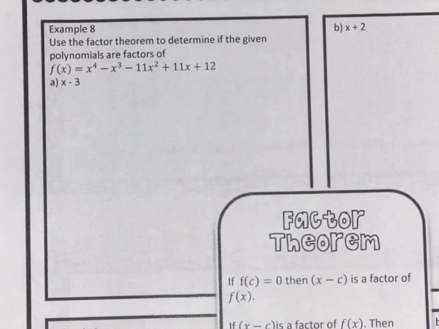All right, so we're picking up where we left off. That's why I said example A. It says use the factor theorem to determine if the given polynomials are factors of the function that you see.